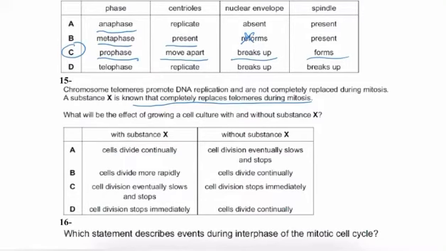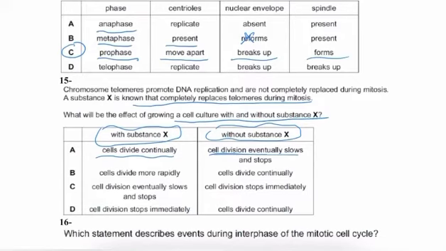So what will be the effect of growing a cell culture with and without substance X? If we use a substance X, the telomeres will not shorten and the cells will divide continually. Without a substance X, the cell division eventually stops because telomeres shorten and finish. So the cell division eventually slows down and stops. So answer is A.